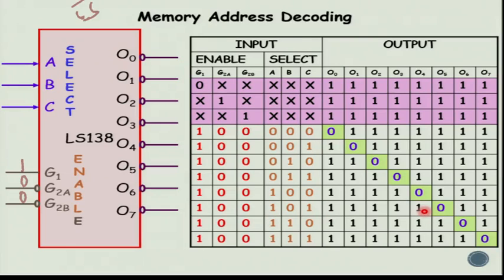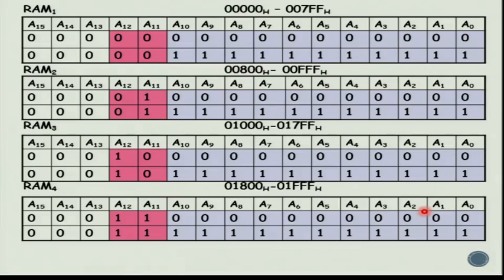Now we are going to make use of this particular decoder in order to generate the chip select signal of the 4 RAM chips. We have RAM 1, RAM 2, RAM 3 and RAM 4. To generate the chip select signals of these RAM chips, we are going to make use of this LS138. So let's look at the address of the RAM chips a little more closely. We will look at it in the binary format.